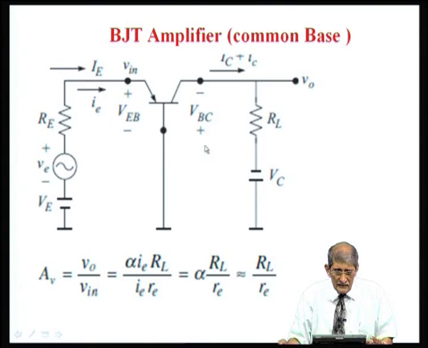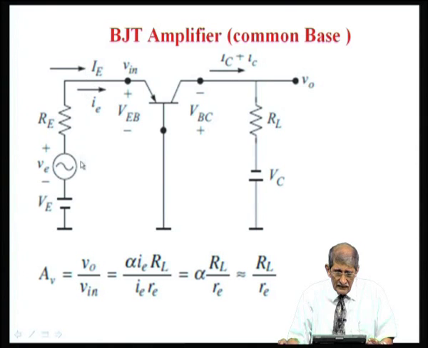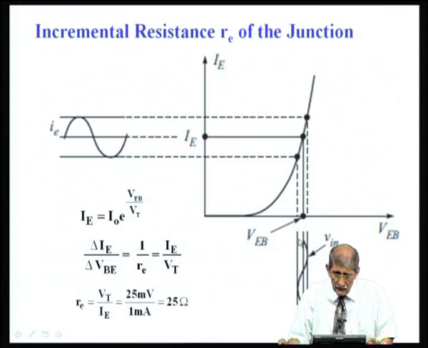Now, just to take a look at the incremental resistance, what is that? Just see these input characteristics. The input characteristics, i.e. DC current versus DC voltage across the diode, are like that. Now, I have a small signal superimposed, this is the DC bias point, and I have a sine wave superimposed on that. Okay. I can treat this as a linear region.